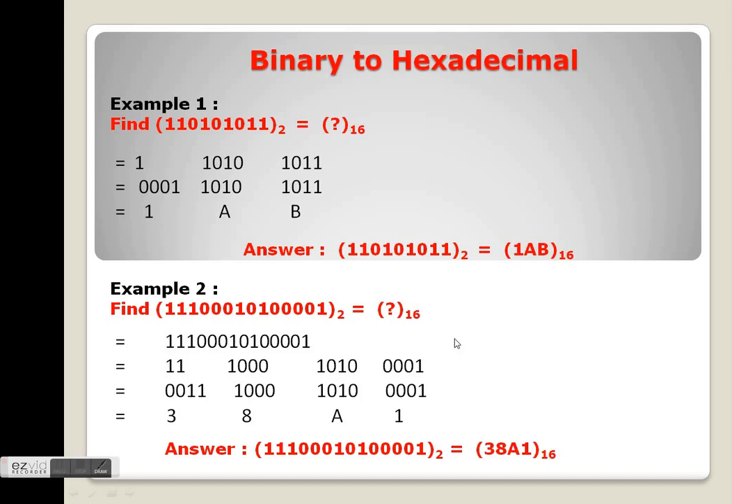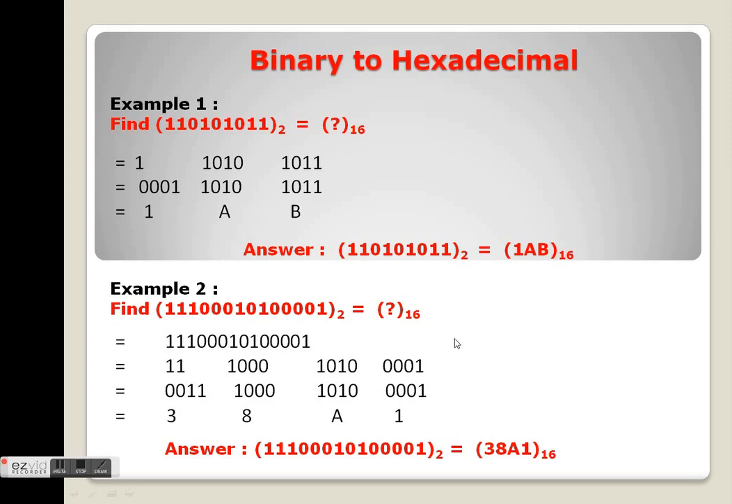Students, let's now understand the binary to hexadecimal conversion. Students, it is similar to the binary to octal conversion. The only difference is that in this case we will make groups of size 4. Let's understand this conversion with the help of examples. In example number 1, the binary number is 110101011. So in this case we will firstly make groups of size 4.